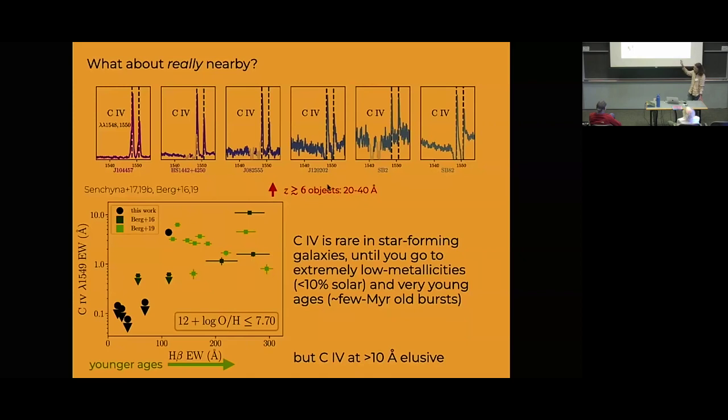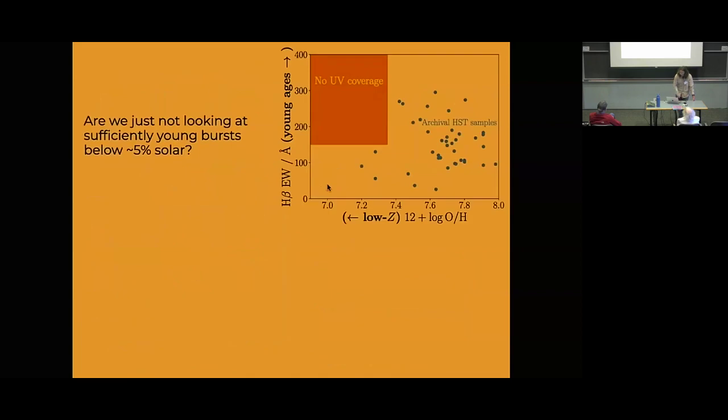But if you go to low enough metallicity in the very young ages, it turns out this carbon 4 emission is ubiquitous. You see it in everything below 10% solar that has a high enough H-beta equivalent width, so it's dominated by a young enough stellar population. But this carbon 4 above 10 angstroms was elusive. And so a question arises: maybe we're just not looking at the very youngest systems that we would need to find this emission.